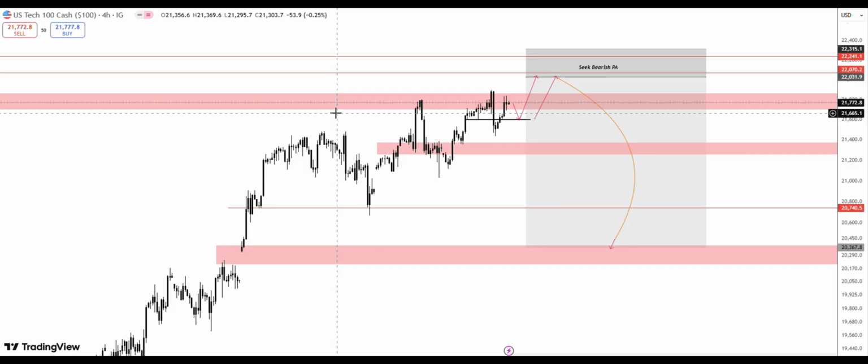So NASDAQ looking beautiful. Potential 1500 plus point move to the downside, but again we'll go into that in more detail. But before we begin, I think it would be good to give a little introduction.